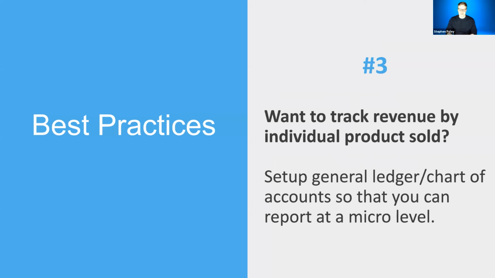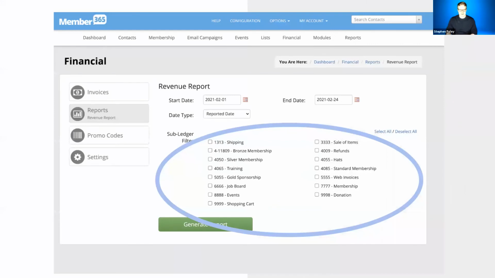And then finally, if you're looking to track revenue by individual products sold, so for example, offering bronze, silver, gold membership, you may have that all going into one revenue bucket, into one chart of account. We recommend you explore setting up custom chart of accounts so that you can start reconciling at a more micro level. What that allows you to do is, in the revenue reporting, filter based on the revenue type. And then of course, when the report is generated, it will be allocated the appropriate names and numbers.